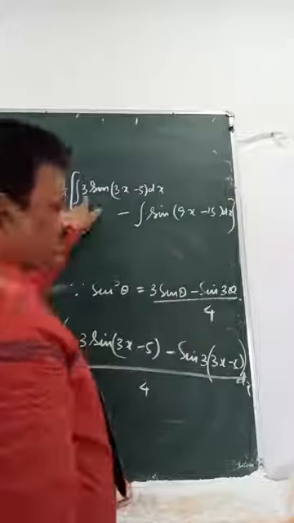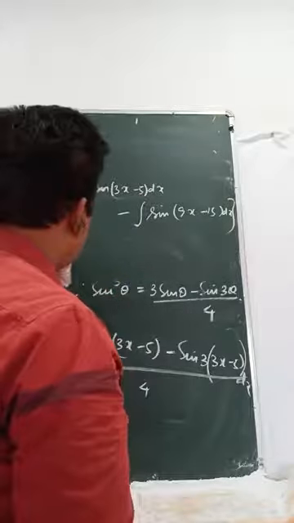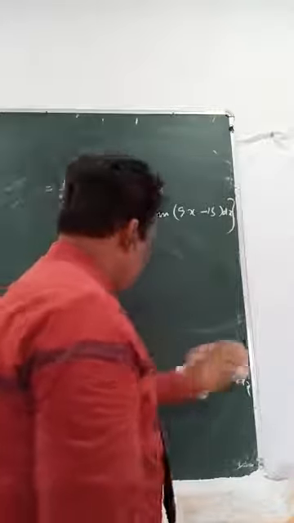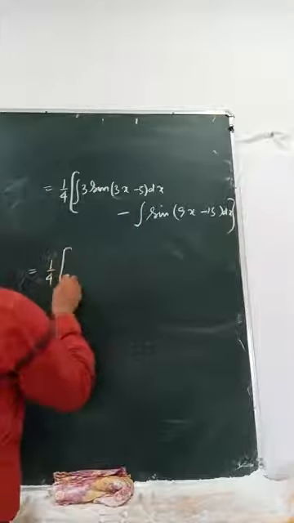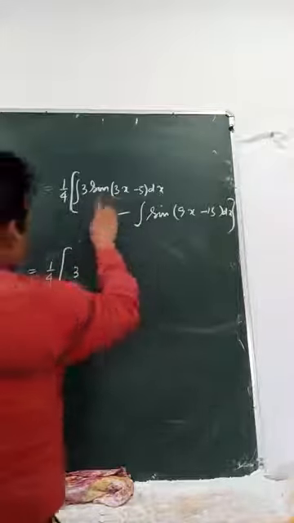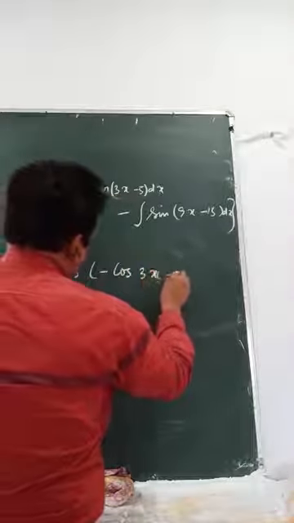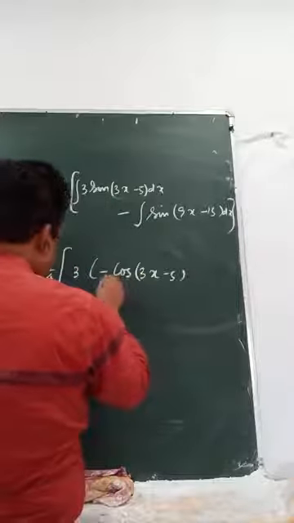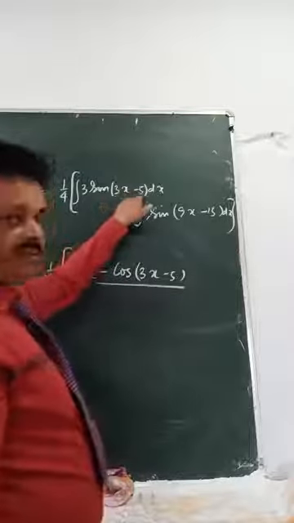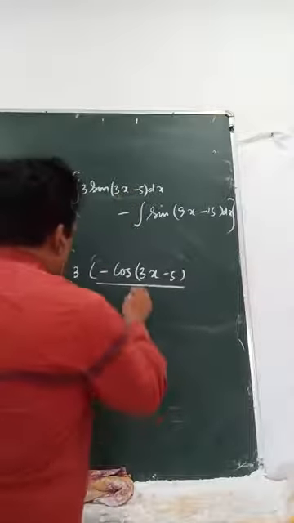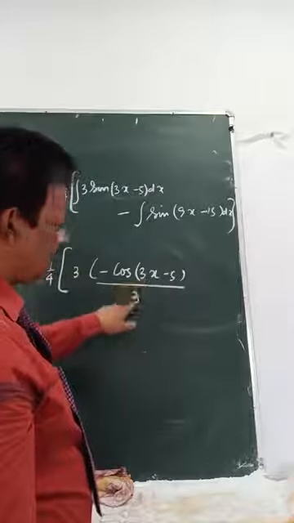Okay, 3, the constant, will remain outside. Its integration: remember, what is the integration of sine? The integration of sine, 1 by 4, 3 times sine's integration is minus cos 3x minus 5, divided by the derivative of 3x minus 5. Every time you check the chain rule, that is 3. These 3 you can cancel, but don't cancel here.